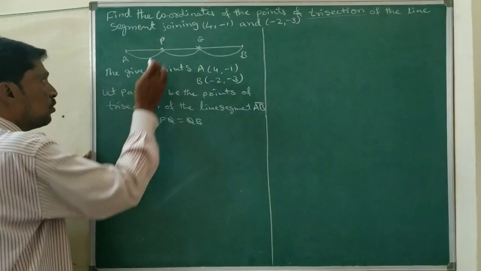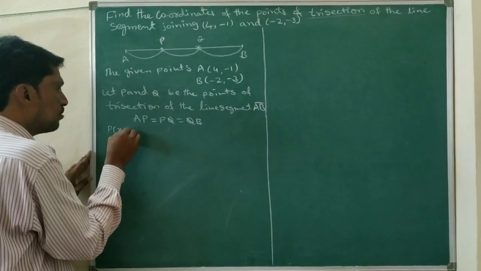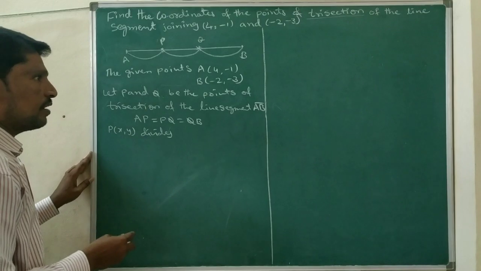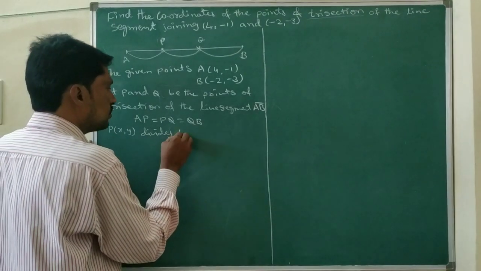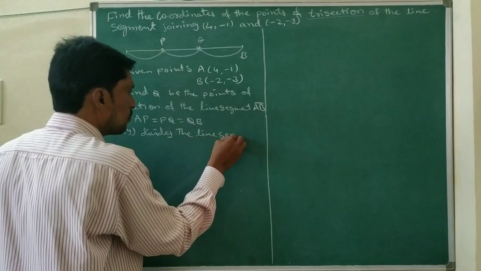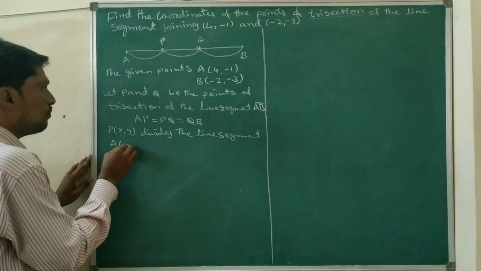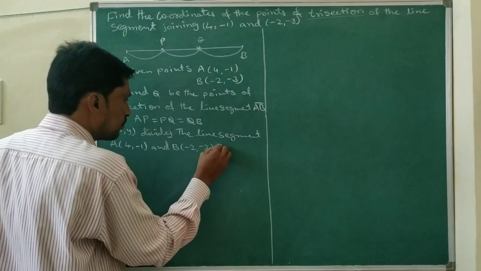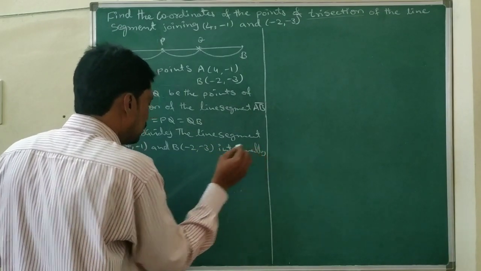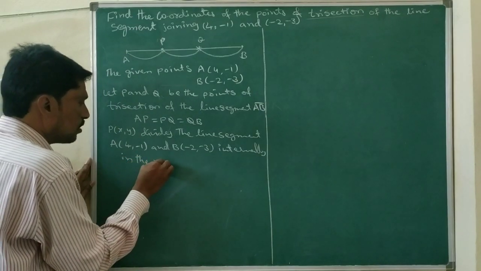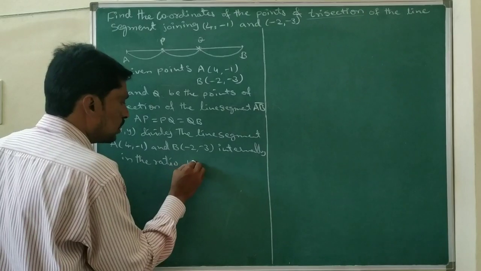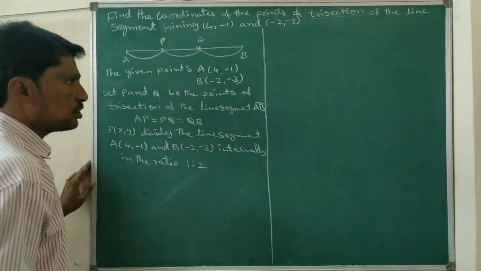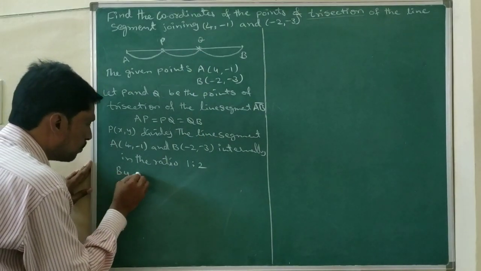Now take this point. How is it dividing? Take P(x, y) which divides the line segment A(4, -1) and B(-2, -3) internally in the ratio, which ratio? 1:2. From A to P is 1 unit and PB is 2 units, so 1:2. So we know the section formula.